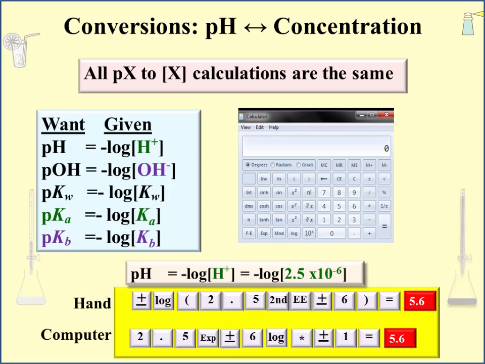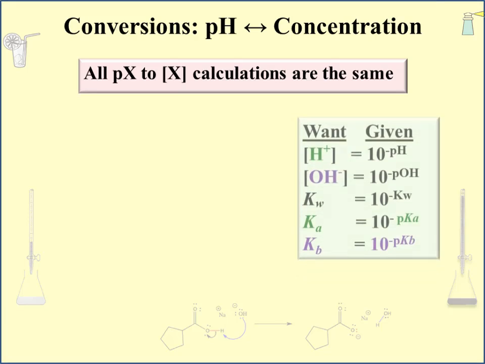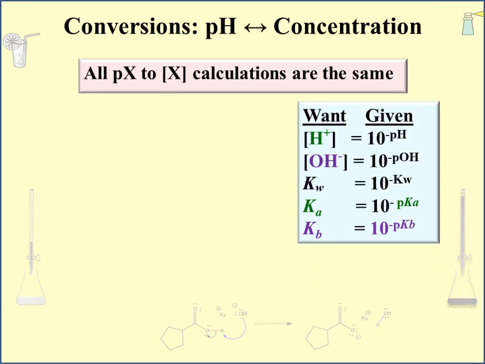A comparison of keystrokes for the two calculators shows that they approach the calculation from the opposite direction. One is almost a direct input, and the other does so in reverse. The conversion out of pH looks more complicated, but is actually easier. For instance, given a pH of 8.6, what is the hydrogen ion concentration? The equation for this calculation is 10 to the negative pH, or 10 to the negative 8.6.